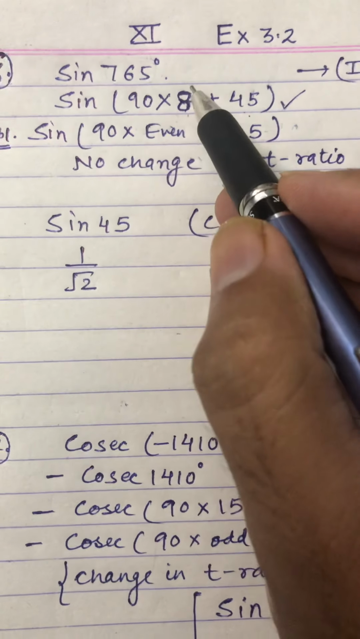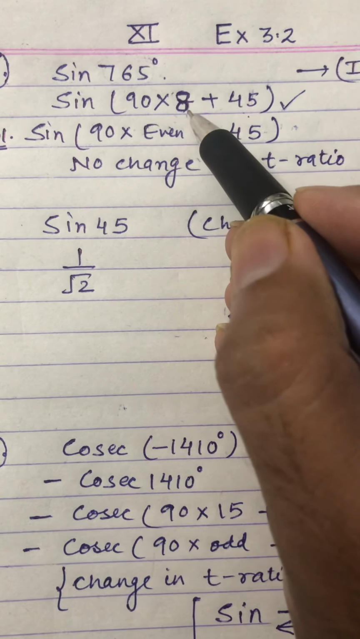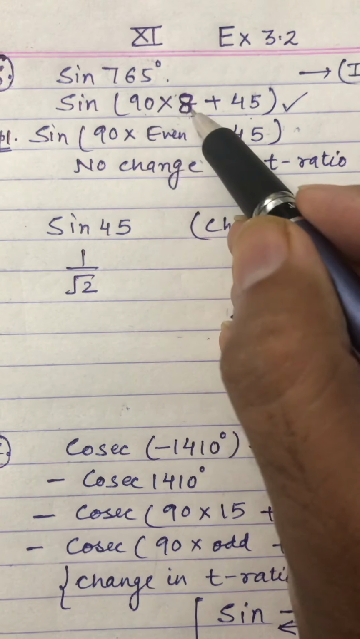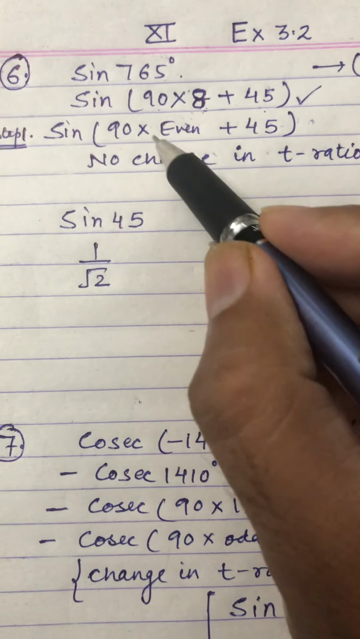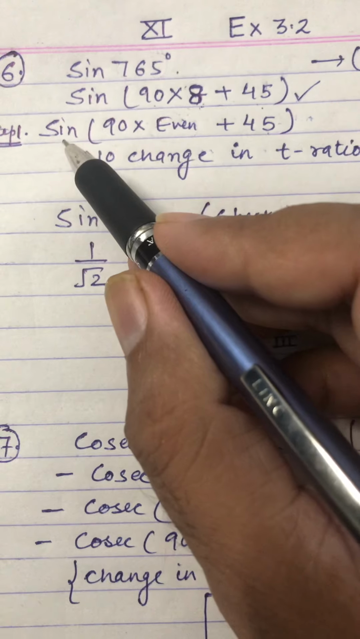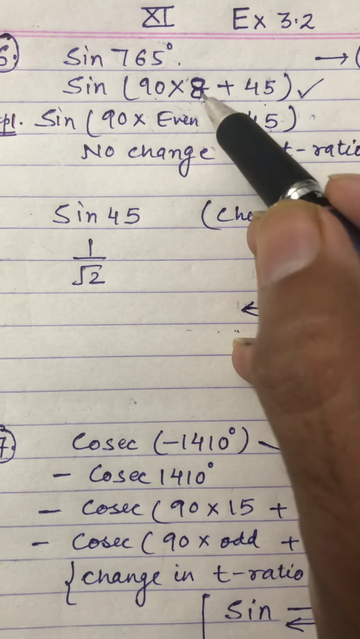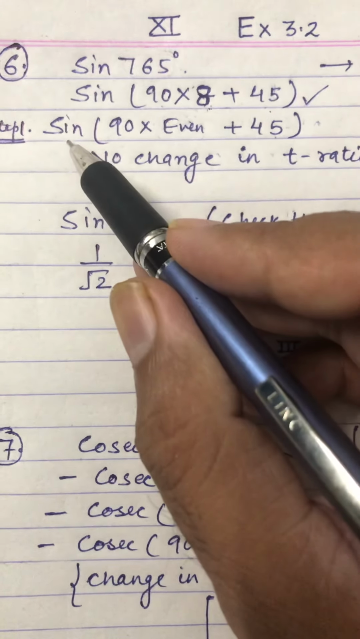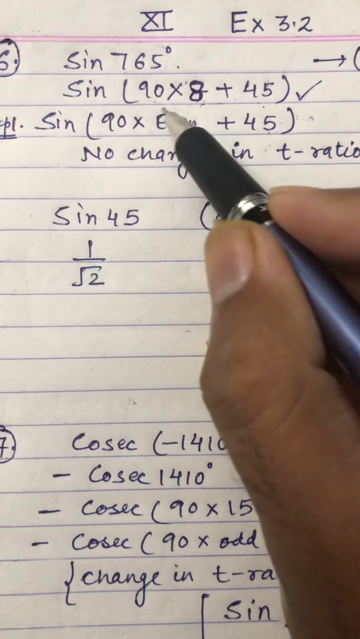Now after that, we have to see whether the multiple of 90 is an even number or an odd number. Here in this case, the multiple of 90 is an even number. So whenever you get the form 90 into any even number plus something, there will be no change in the trigonometric ratio. You will get the multiple as either even or odd. If the multiple is an even number, there is no change in the trigonometric function. So it will be sine 45. This term will get removed.